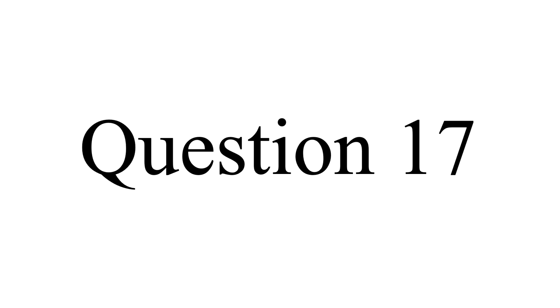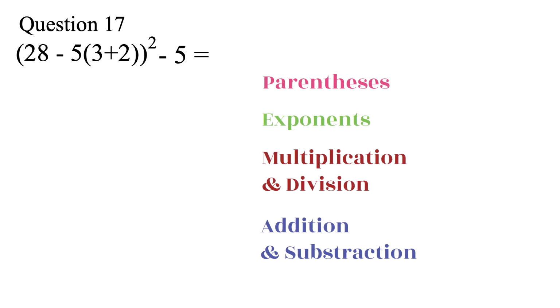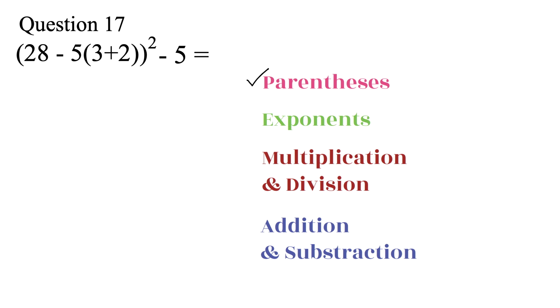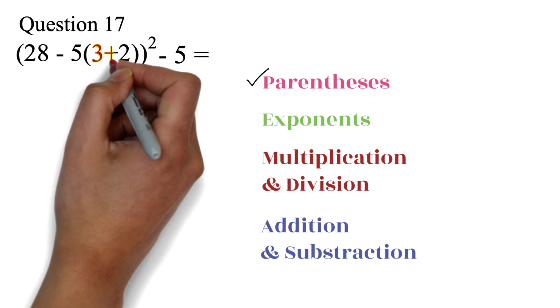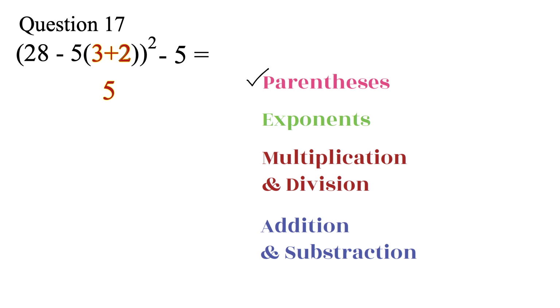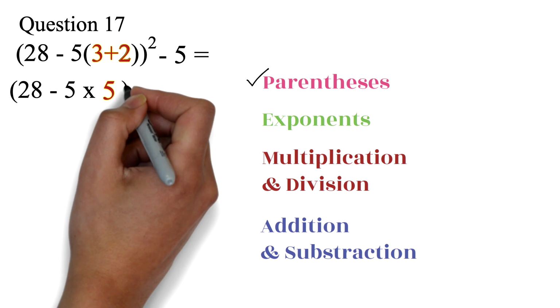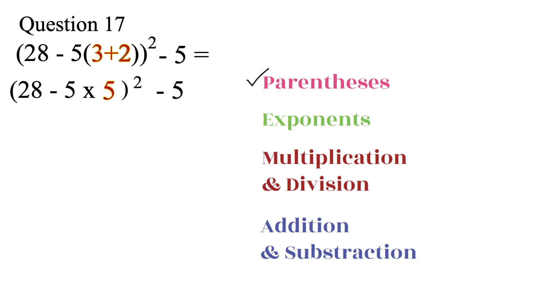Question 17. We are supposed to calculate this without using a calculator. Let's bring our order of operations. Again, we will perform the operations within the parenthesis first. We notice that there's parenthesis within parenthesis. In this case, we will perform the inner one first. So we have 3 plus 2 to get 5. We now have (28 minus 5 times 5), all squared, minus 5.